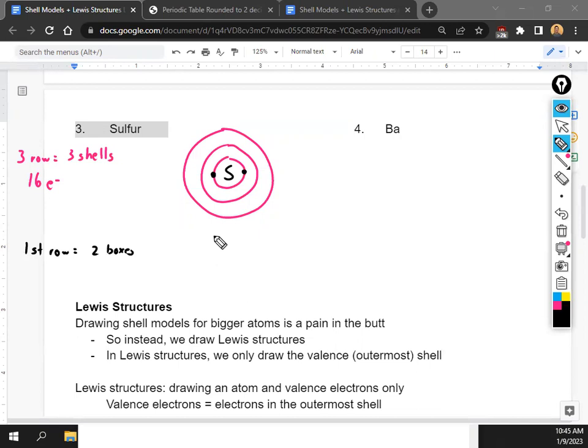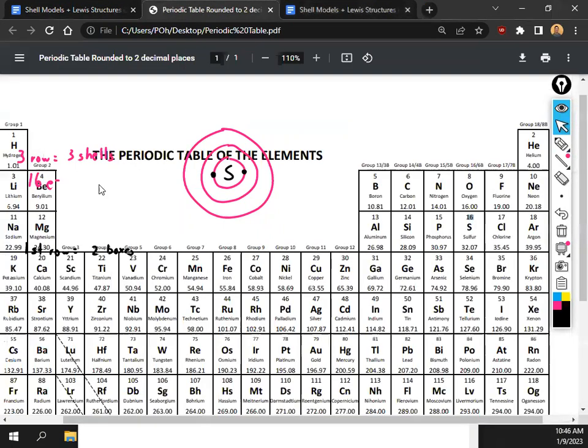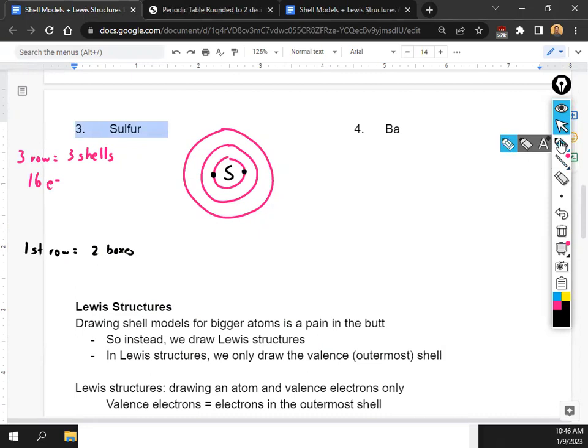Okay, now sulfur is a little bit different from the previous one because it has a 3rd shell. So let's look at the second shell. How many boxes are in the second row of the periodic table? 8, good, yeah. 1, 2, 3, 4, 5, 6, 7, 8. So we're just going to put 8 in the second shell. So the second row has 8 boxes, and that's why we draw 8 on the second.